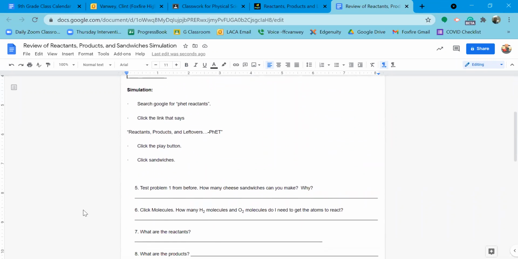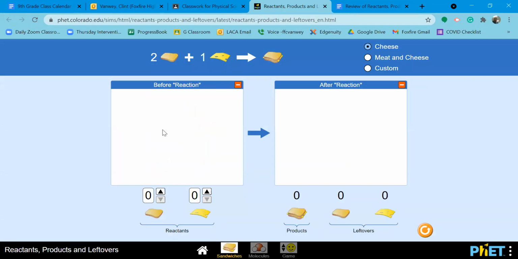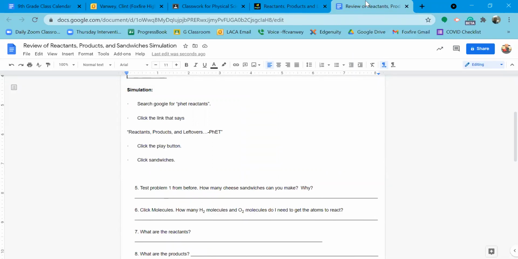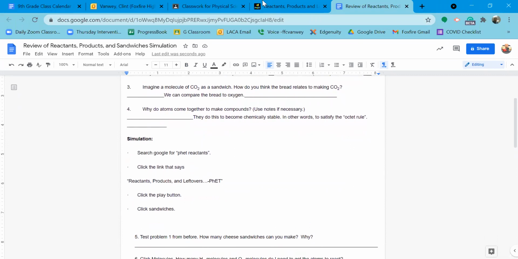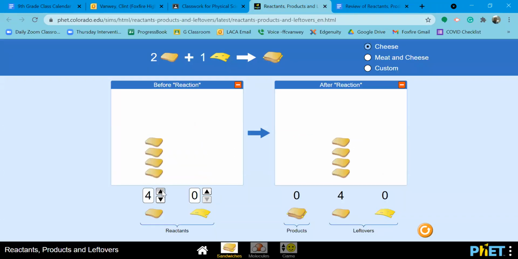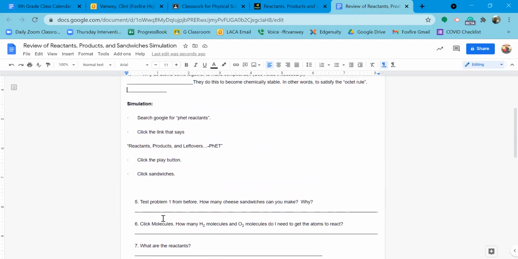Okay, the instructions tell us to search Google for PhET reactants, and if I do that, it'll bring me here. And it says click sandwiches. All right. Number 5, it says test problem 1 from before. So let's look at problem 1. How many cheese sandwiches can I make if I have 5 pieces of bread and 3 pieces of cheese? So 5 bread and 3 cheese. Well, look at that. I have 2 sandwiches. Was that right? Yep. 2 sandwiches.